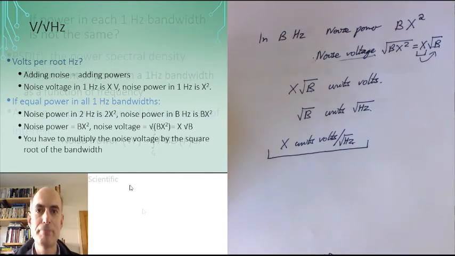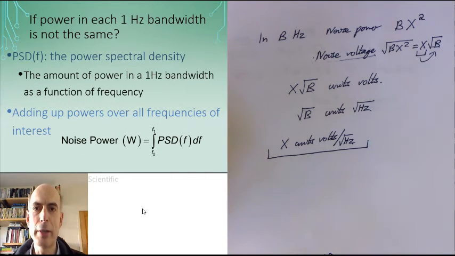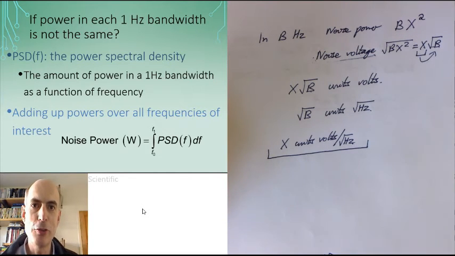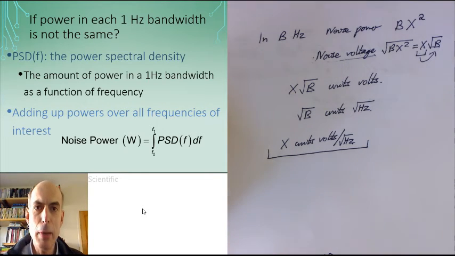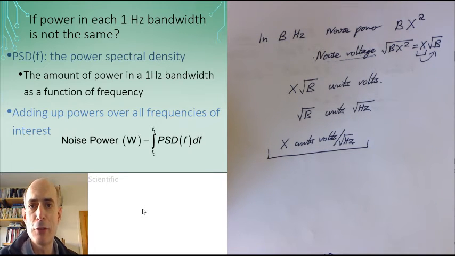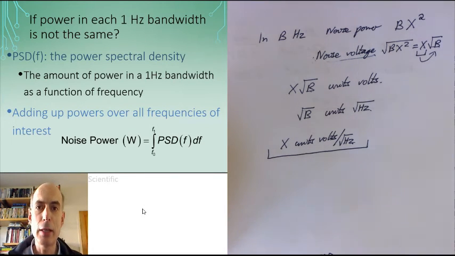Now that's all fine if the amount of noise in a 1 Hertz bandwidth is constant with frequency. If it doesn't matter what frequency the 1 Hertz bandwidth is at, you always get the same amount of noise. That, however, is not always true. Sometimes the amount of noise in a 1 Hertz bandwidth is a function of frequency. You have more noise at lower frequencies than you do at higher frequencies, for example. That's quite common.